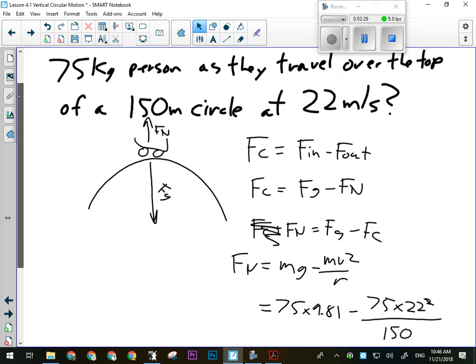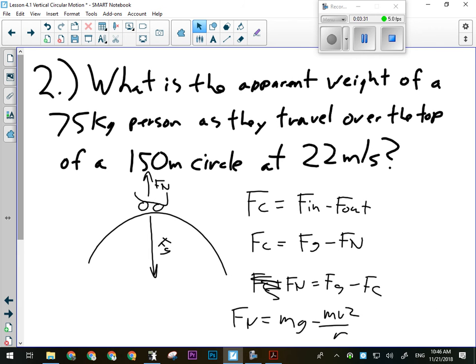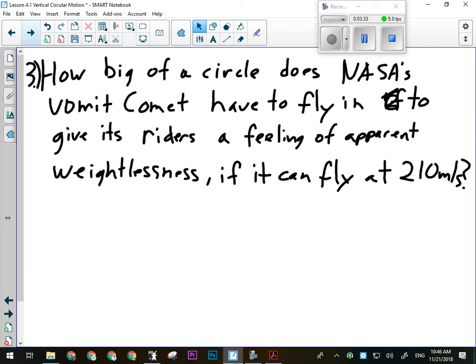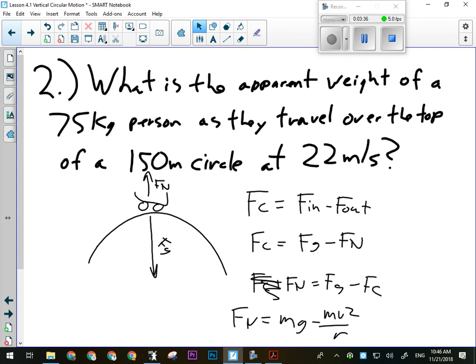All right. Questions on how that one worked? That's what we did. We subtracted two numbers. We subtracted gravity minus centripetal force.